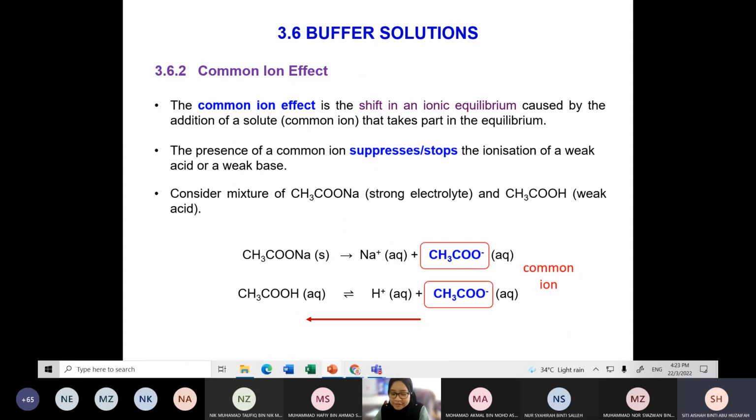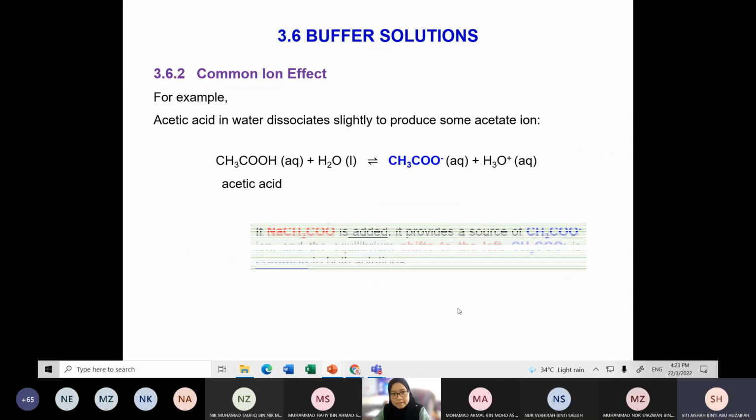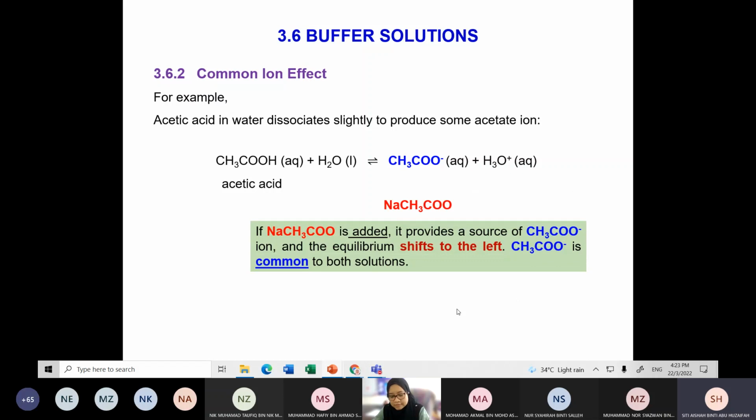Okay, sorry for the interruption just now. Where were we? Okay, common ion means the same ion. So when you add in this salt, it produces this ion, which is the same ion that we have from the dissociation of the weak acid. It's the same, so that's why it's called common ion. So what is the effect here? Just now that was called common ion.